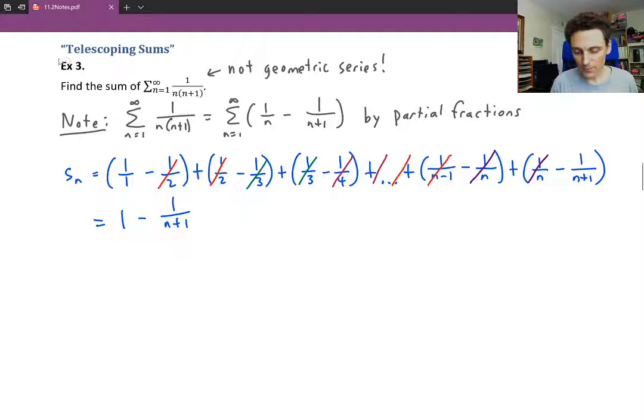This kind of phenomenon that happens here, that collapsing down, is called a telescoping sum. So this is a telescoping sum. If you see like a telescope and you collapse it down, then it collapses down into something small.